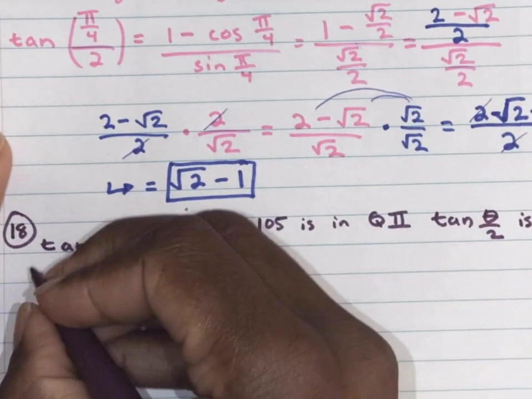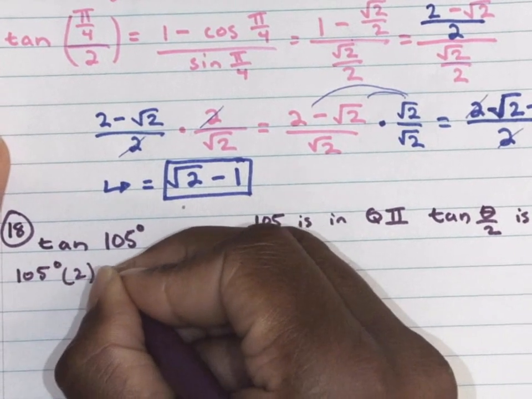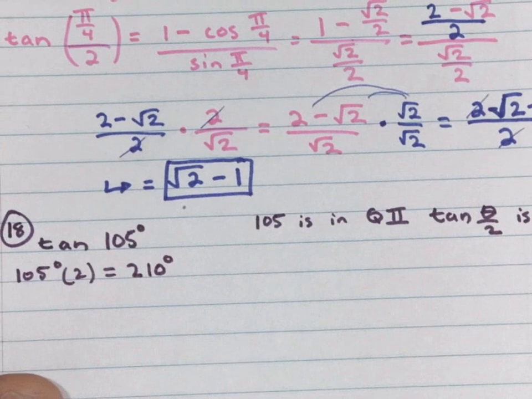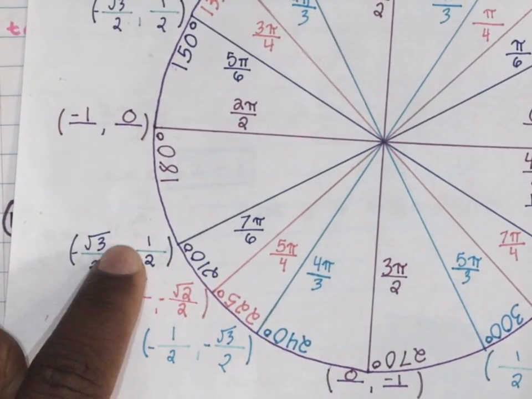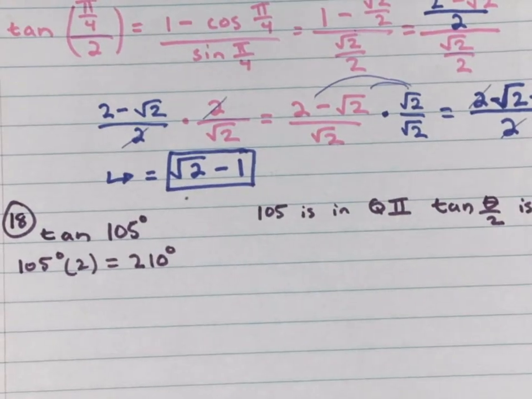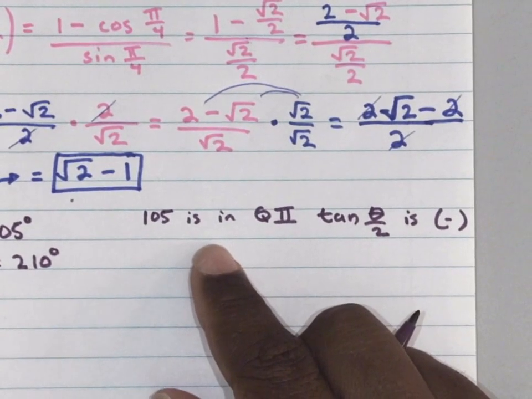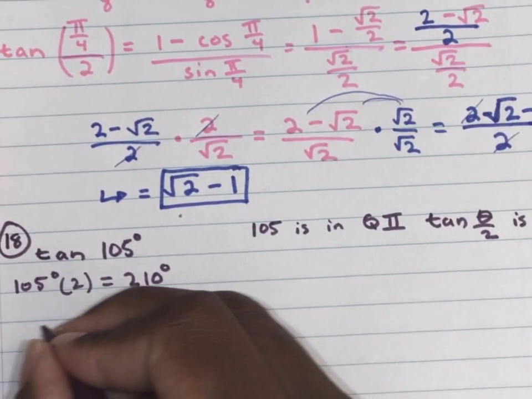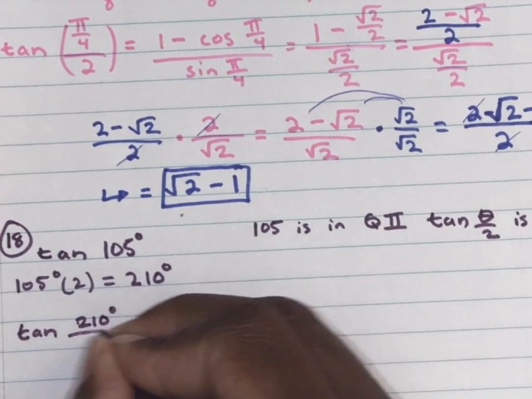All right, so let me double 105. Should equal 210. And 210 is on my unit circle. 210 right here. Now, 210 is in the third quadrant, so that's why I say make sure you always ask yourself, where's the original angle? Where's the half angle at? Second quadrant, it should come out to be negative. So we got tangent of 210 over 2.